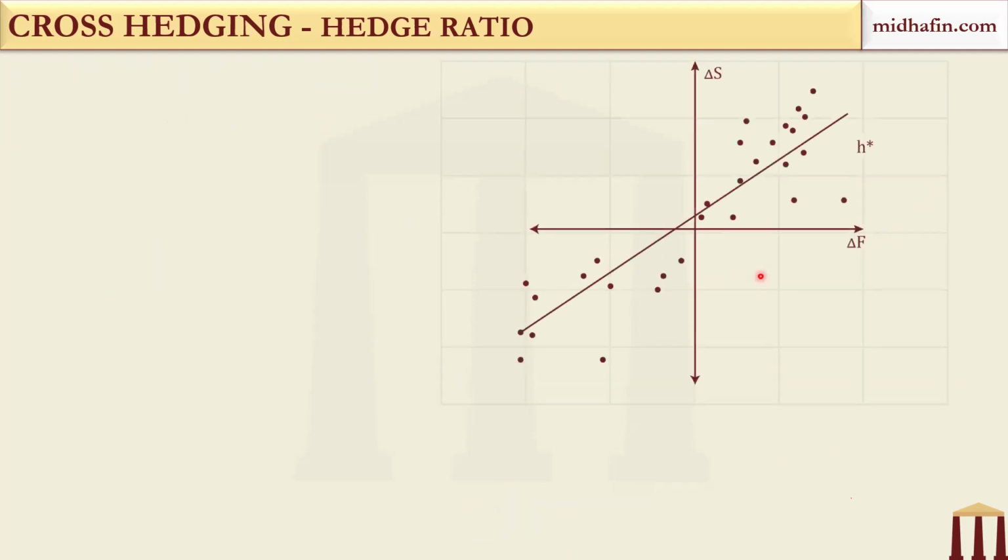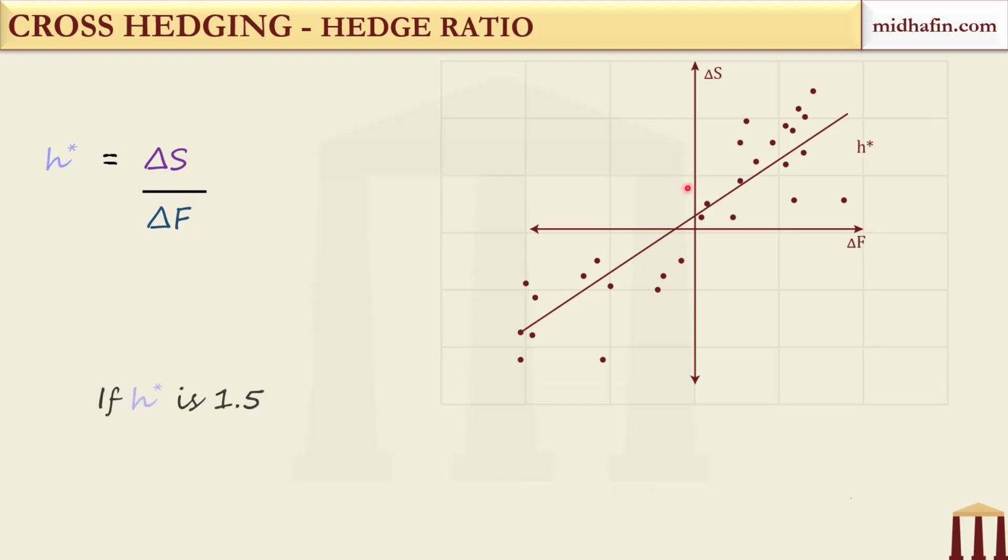Now, this is the regression. See, delta S is on the y-axis and delta F is on the x-axis. Okay, so H star you can define it like this, right? The slope of this graph, correct? So what is the change in S per unit of change in F? This is your H star, the slope of this graph, okay?